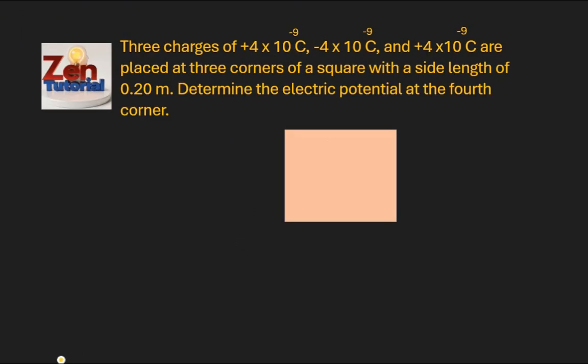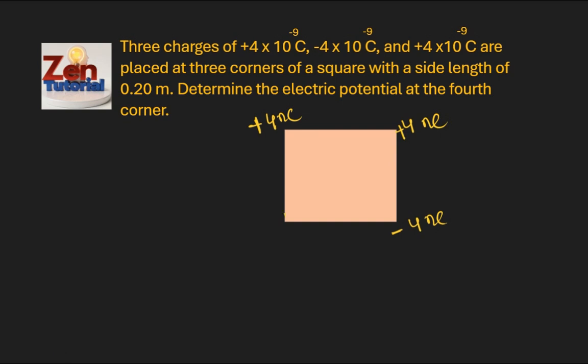Here is a square, three charges. One is positive 4, 10 to the power minus 9. Indeed, we could write down 4 nanocoulomb, and here needs to be written the negative one. So 4 nanocoulomb here as well, 4 nanocoulomb here also positive.